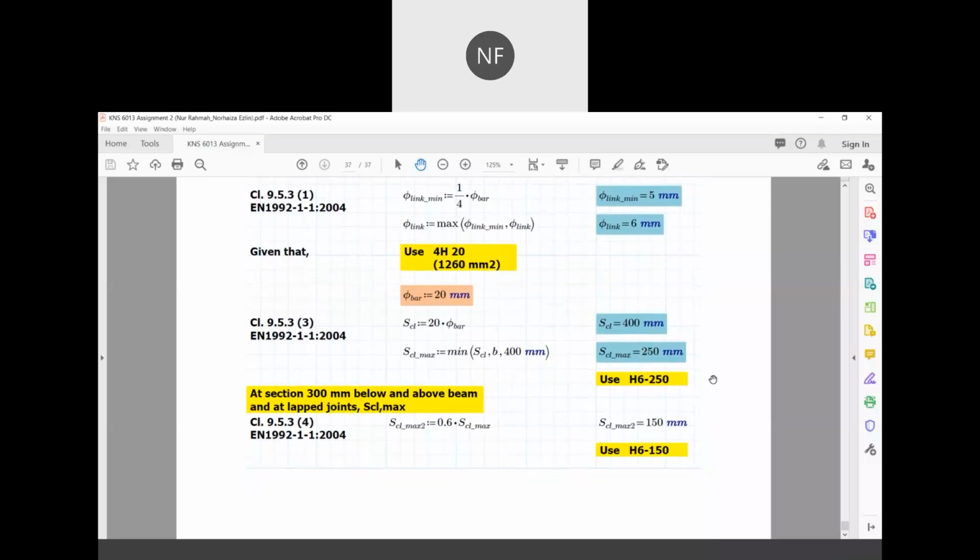And we are using H6250, and as for the section 300 mm below and above beam at lap joints, the maximum spacing is equal to the calculated maximum spacing factored by 0.6 and is equal to 150 mm. So we're using H6150 for our design. Okay, thank you, and that's all for our discussion.